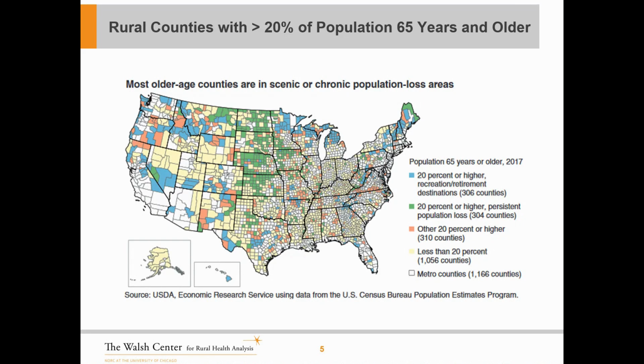So we have a distribution of rural elderly that is somewhat different than what we see in metro communities. For example, you can see that in the central Great Plains and the West, we have a higher proportion of counties where a high proportion of older adults reside.